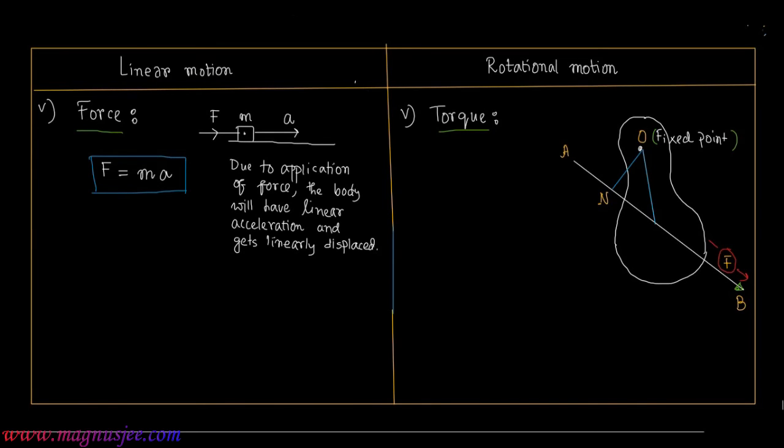Now we can denote the oblique distance. R is the oblique distance. That means OP is the oblique distance of the line of action of force from the axis of rotation. Theta is the angle between the oblique distance r and the extended line of action of force in the backward direction.